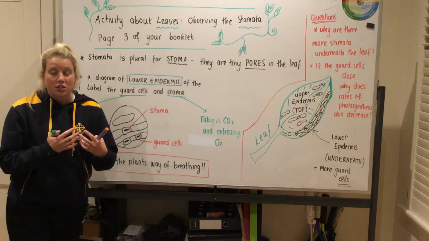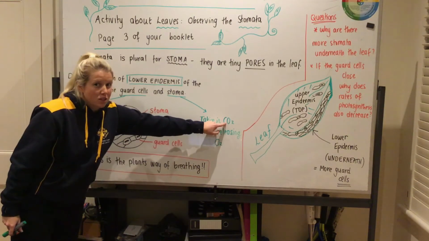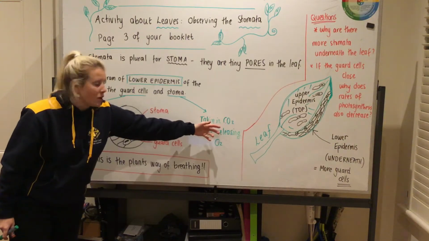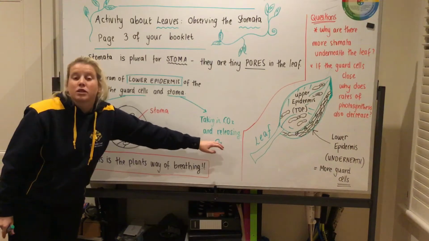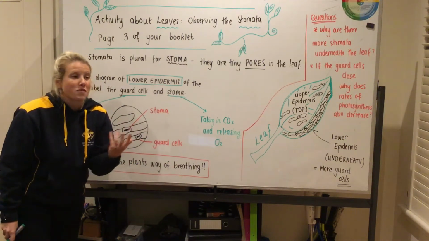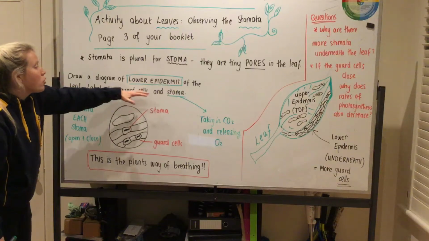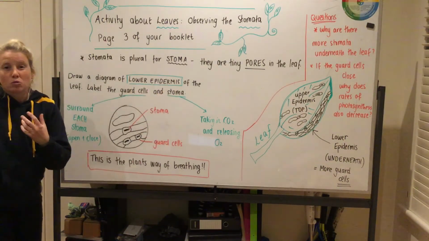So that gas exchange is essential for photosynthesis, one of the inputs being carbon dioxide, and releasing our output, oxygen, being the product of that photosynthesis equation. So that's, I guess, what those two components of the cell do.